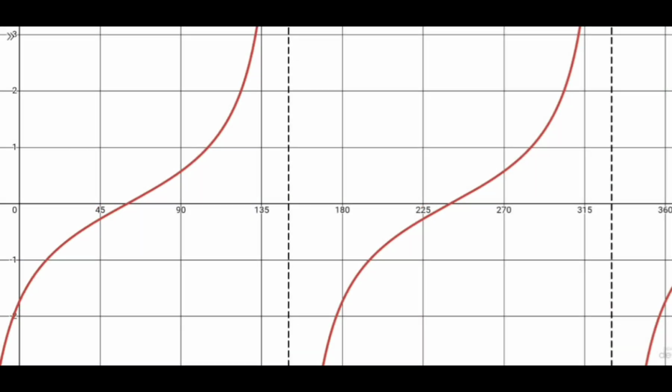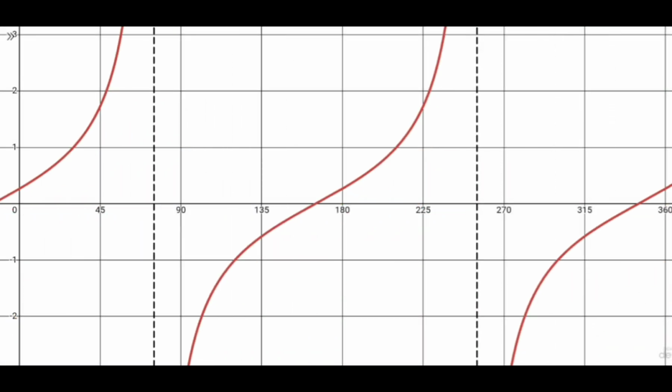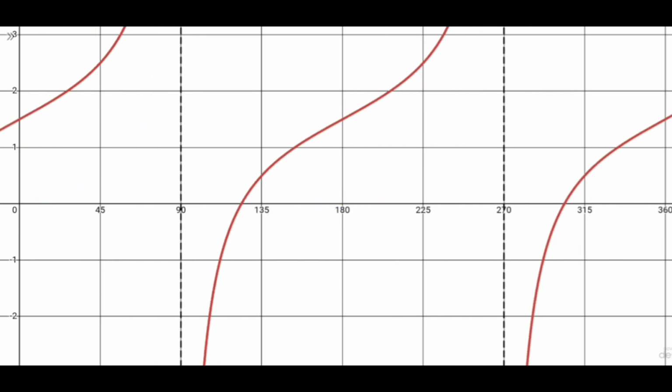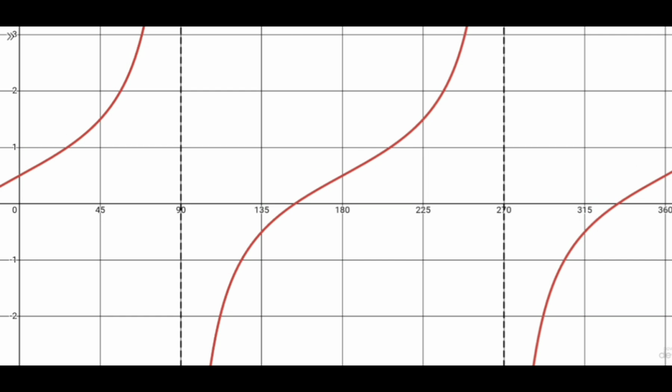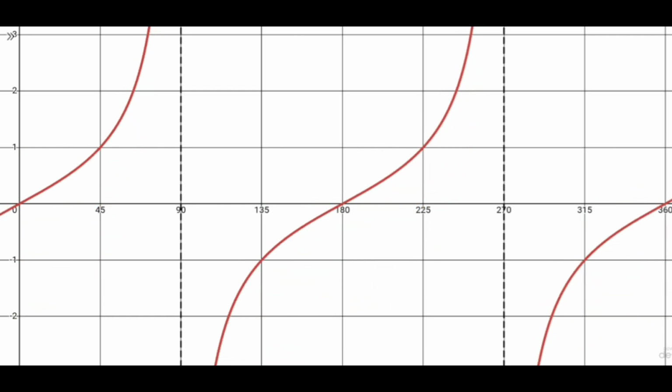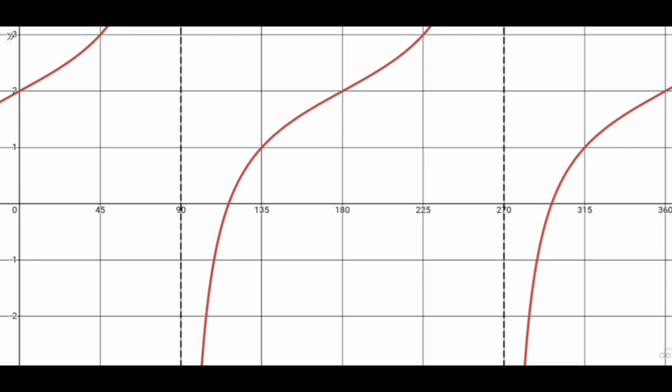Now for the p-value, it just shifts everything, including the asymptotes, a bit left and a bit right. So right is a minus and left is a plus. If we look at the q-value, it just shifts everything up and down. We normally look at the middle of a tan graph to see what the q-value is. Did it move up or down? Because we don't have a maximum or a minimum.